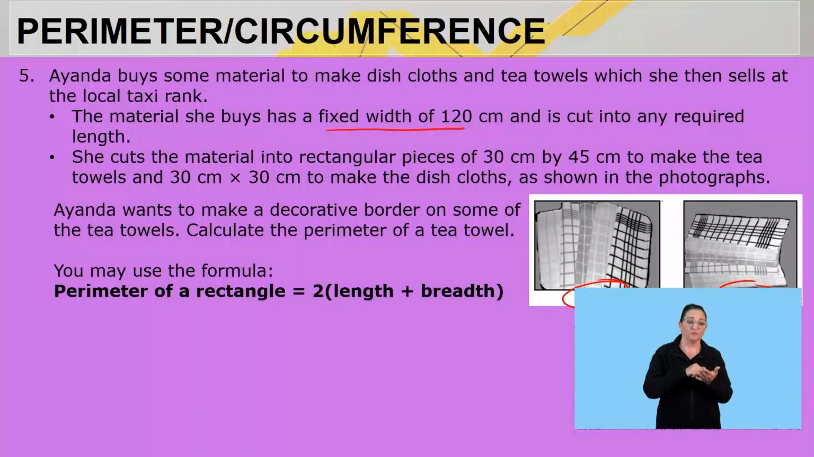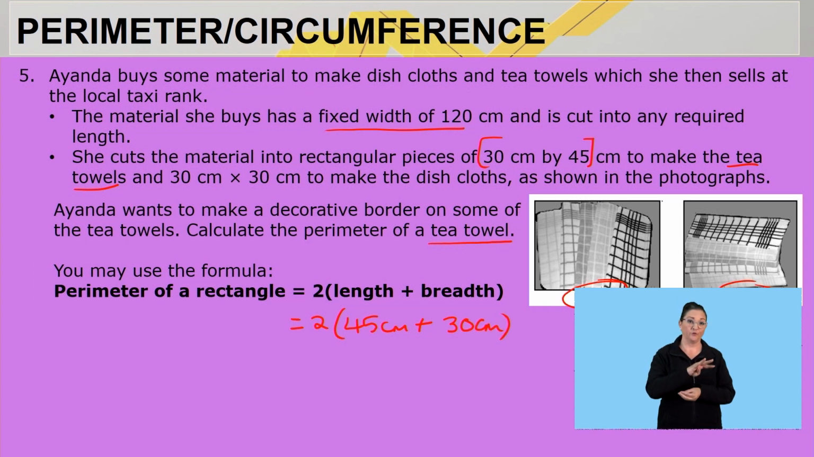It says calculate the perimeter of the tea towel. Now remember, there are two types, the dishcloth as well as the tea towel. So we have to be very specific. Now I'm going to read, she cuts the material into rectangular pieces of 30 by 45 centimeters to make the tea towel. Right, so this is what we will need. Are we clear? So therefore I'll go in and say 2. What is the length? The length will be, the longer side is 45 centimeters plus the breadth, that will be your 30 centimeters. Are we clear?